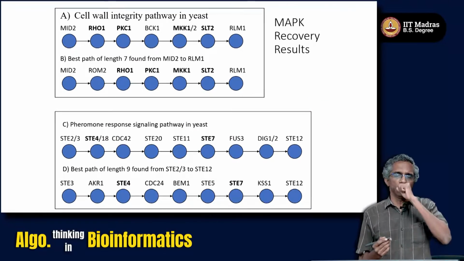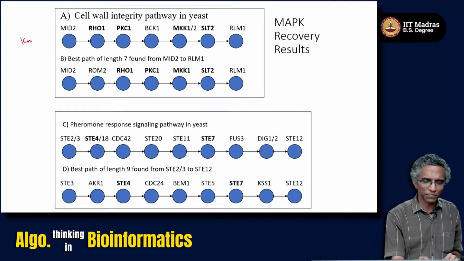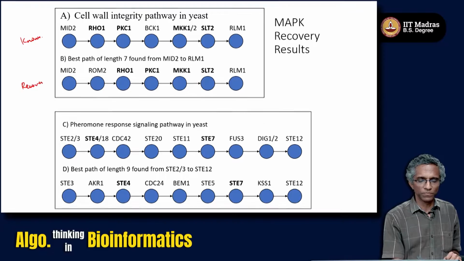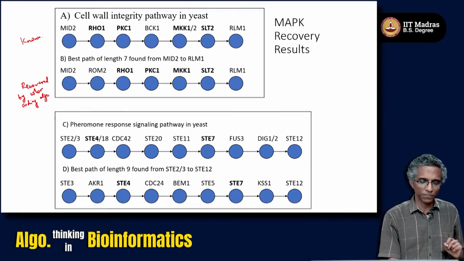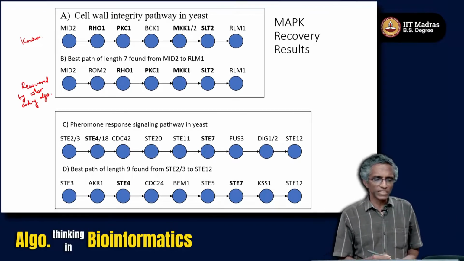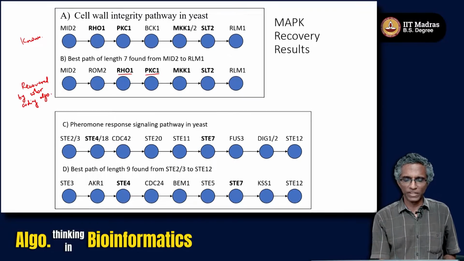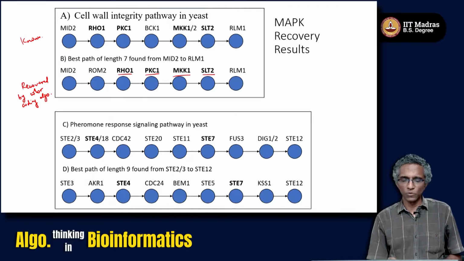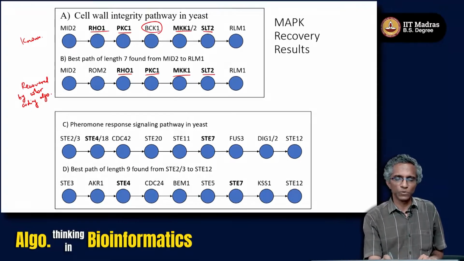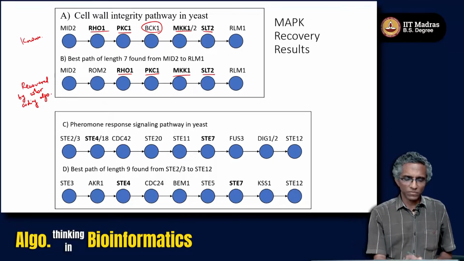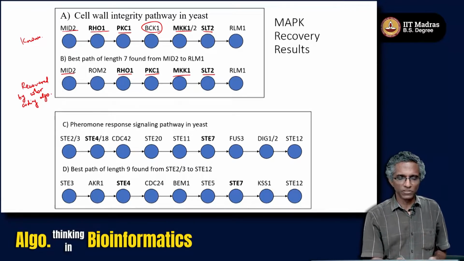What is shown here is the known pathway and the pathway that was recovered by the color coding algorithm over multiple colorings, and this is recovered in at least one of those colorings. You can see here that those that are shown in bold, row 1, PKC1, MKK1, SLT2 are also matching the known pathways. There are some proteins like BCK1 that are missing.